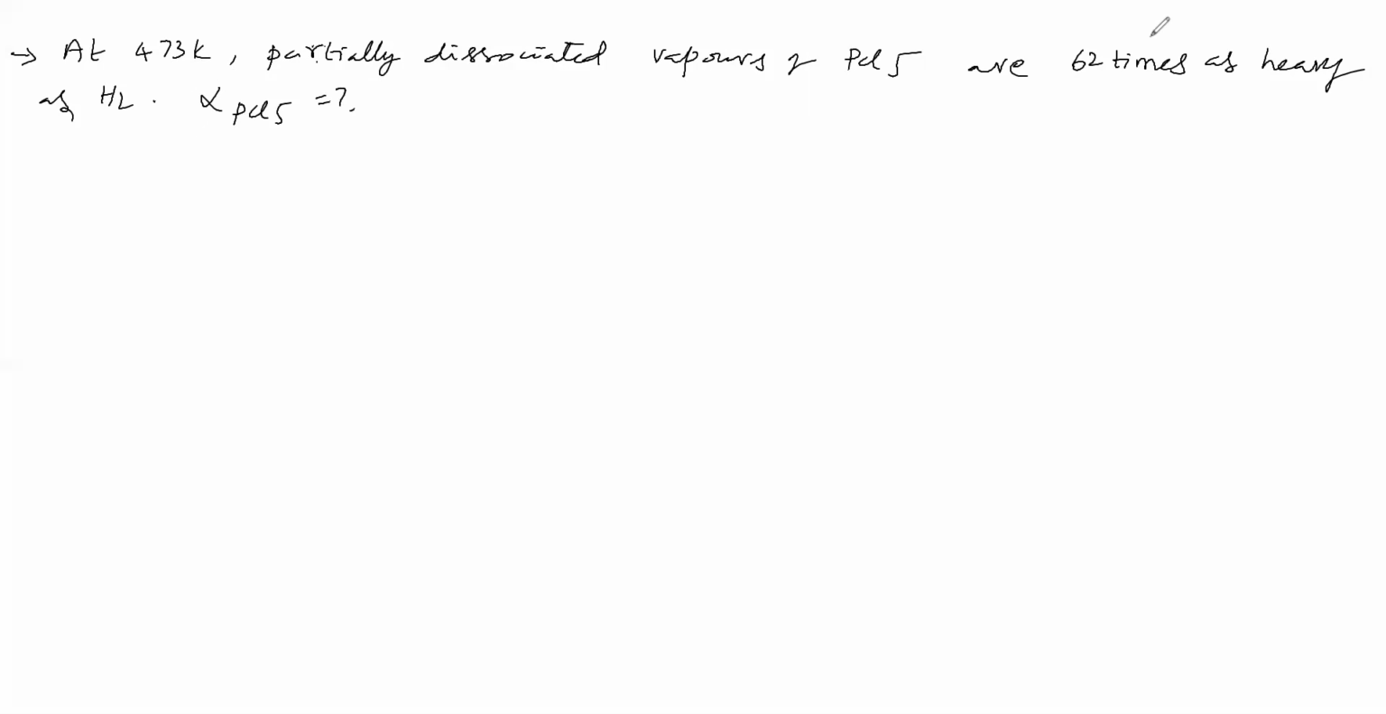So here, what is the given data? At 473 Kelvin, partially dissociated vapors of PCl5 are 62 times as heavy as hydrogen. So initially what shall we take? In order to get partially dissociated vapors of PCl5, initially we have to take PCl5. That is one assumption. That on dissociation gives PCl3 gas plus Cl2 gas.